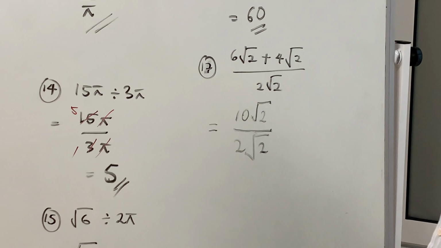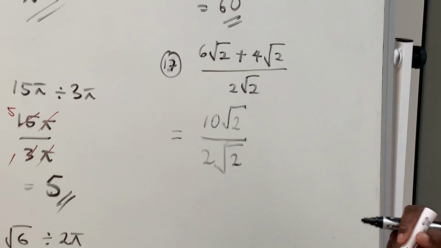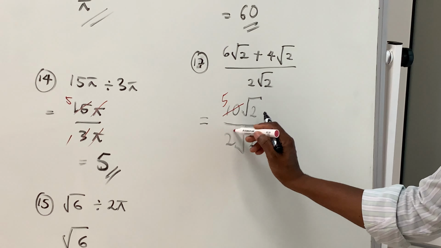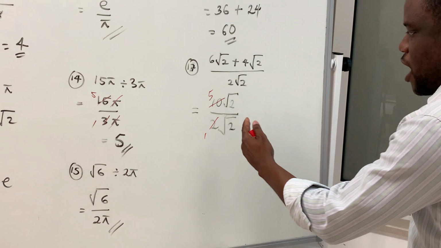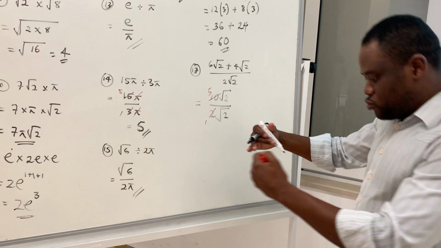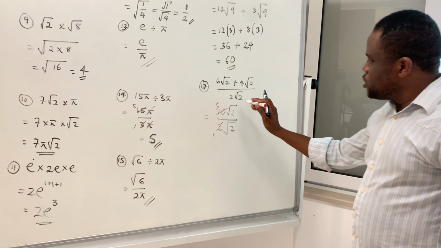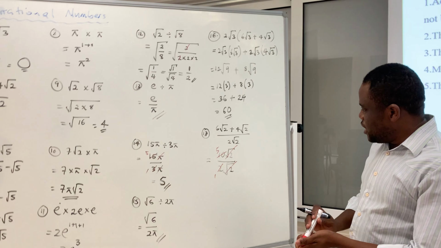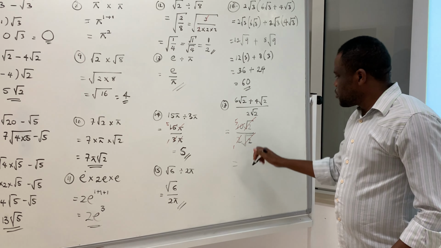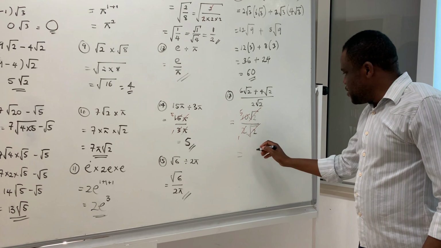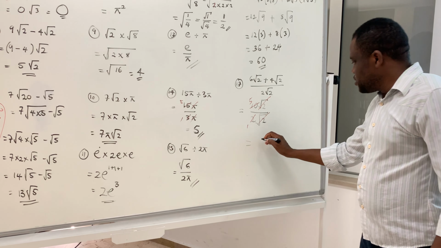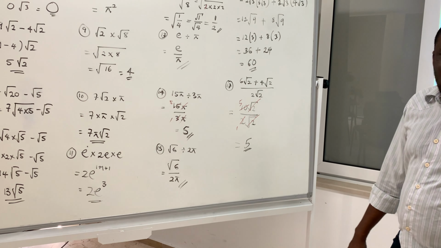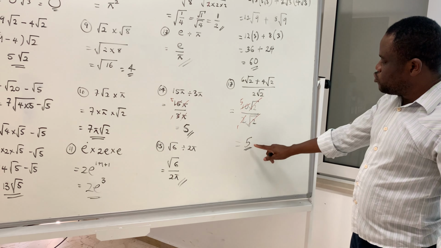Now I can take my scissors. 2 goes into 10 five times. 2 goes into 2 once. The ones that do not have root, operate them. The ones that have root, operate them. This root 2 cancels this root 2. So what is left? Only 5 is left here, only 1 is left here. 5 by 1, the final answer is 5. So we move from radical to whole number.